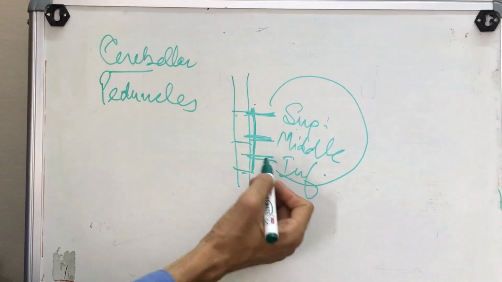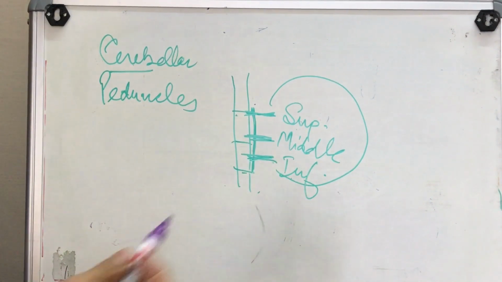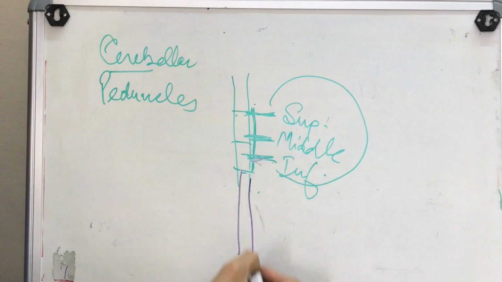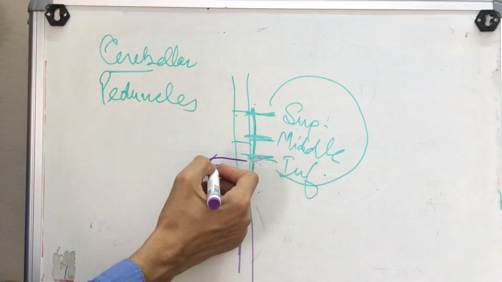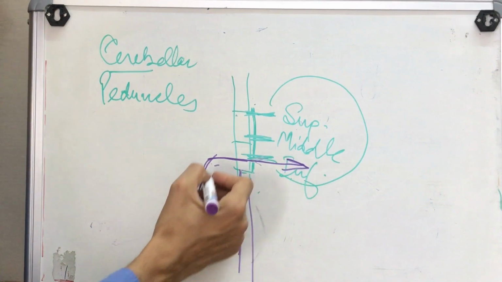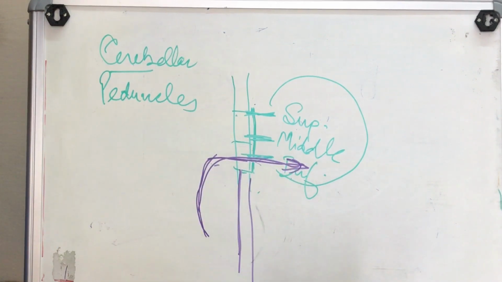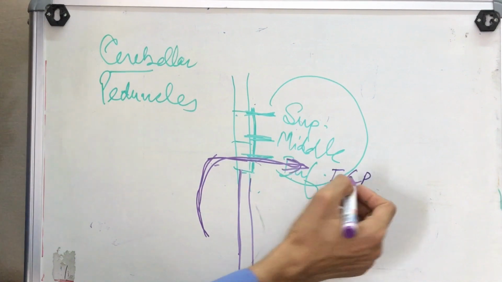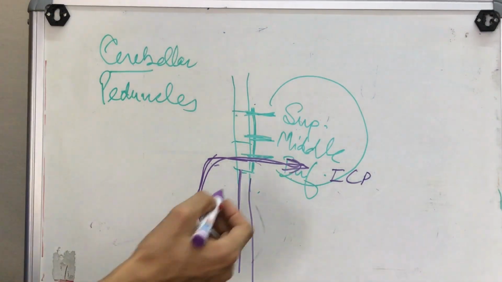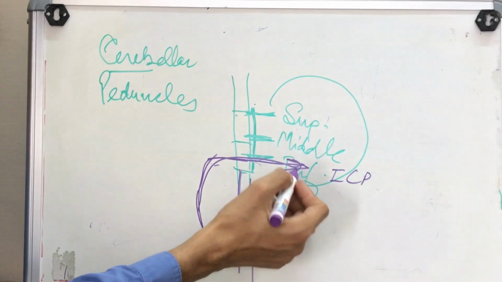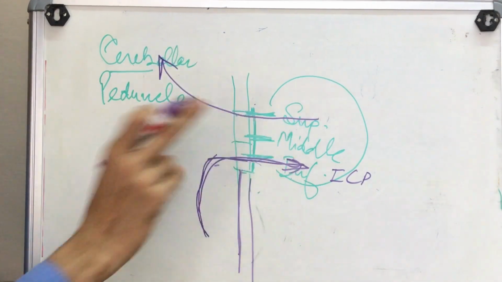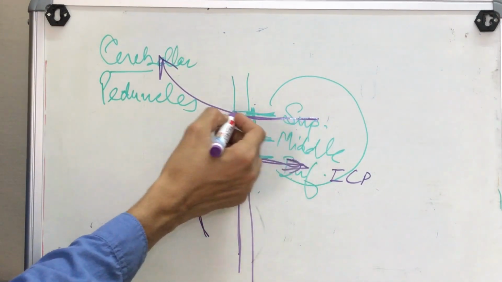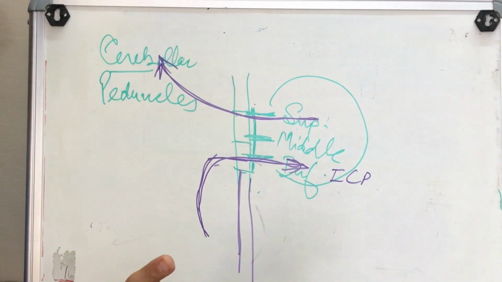Now if we look at the structure, the inferior cerebellar peduncle is present at the lowermost part, and below the brainstem is the spinal cord. So the afferent fibers, mainly coming from the spinal cord, enter the cerebellum via the inferior cerebellar peduncle. The majority of afferent fibers gain entry via the inferior cerebellar peduncle, and the majority of efferent fibers, which go away from the cerebellum, travel via the superior cerebellar peduncle.